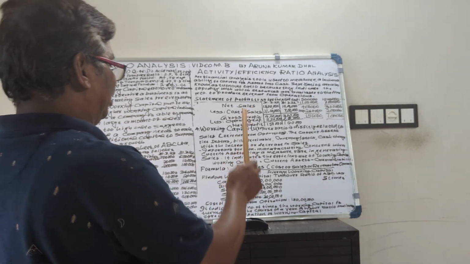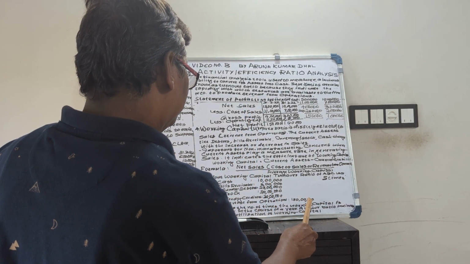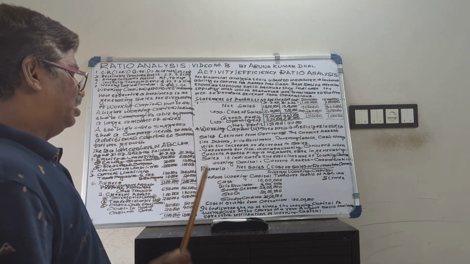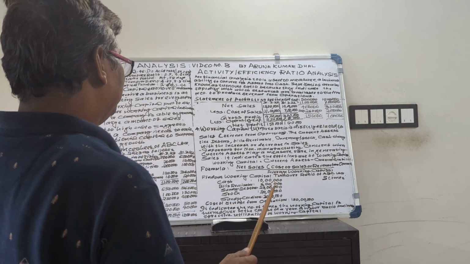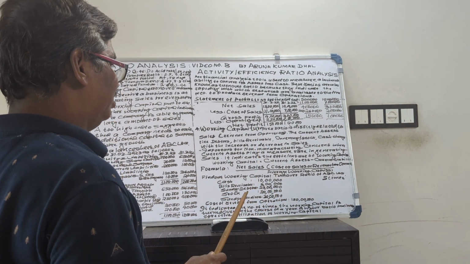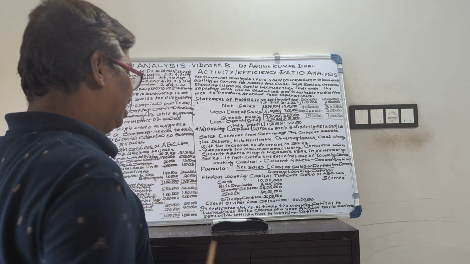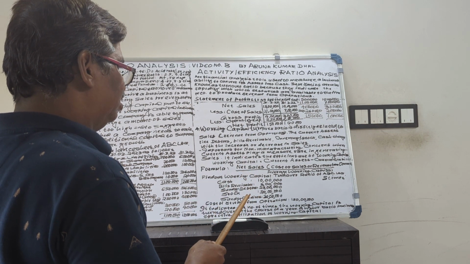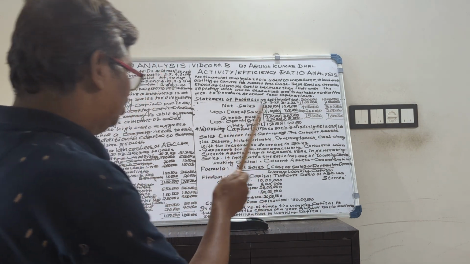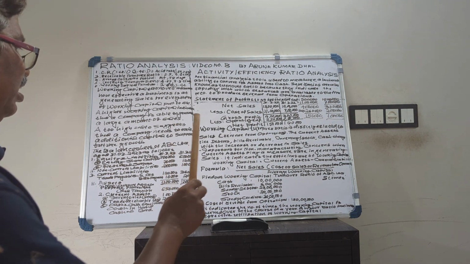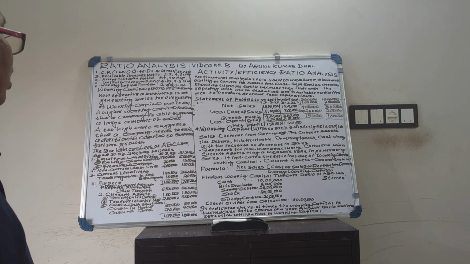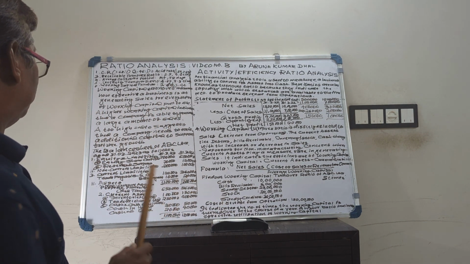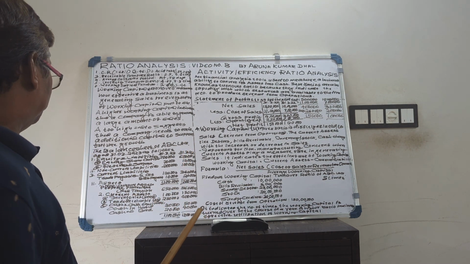And net sales is given as 150 lakhs. So 150 lakhs divided by 30 lakhs is 5 times. That means the net sales of the company or firm is generating 5 times the working capital. That means working capital is rotating 5 times throughout the year. Then we can calculate the various ratios with the help of another problem.